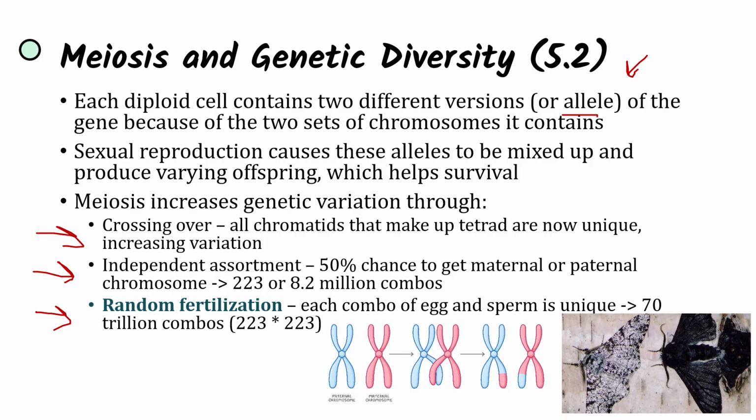And why it's key to have genetic variation, we can see, for instance, here with our peppered moths. And so these guys were living around the time of the Industrial Revolution, and they would often land and gain nutrients from trees that had pretty light bark.